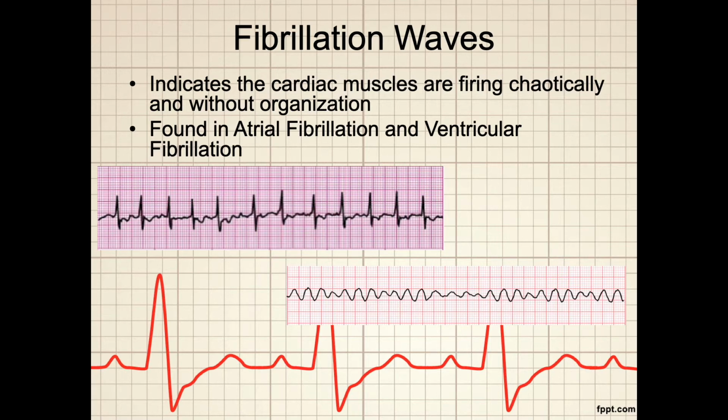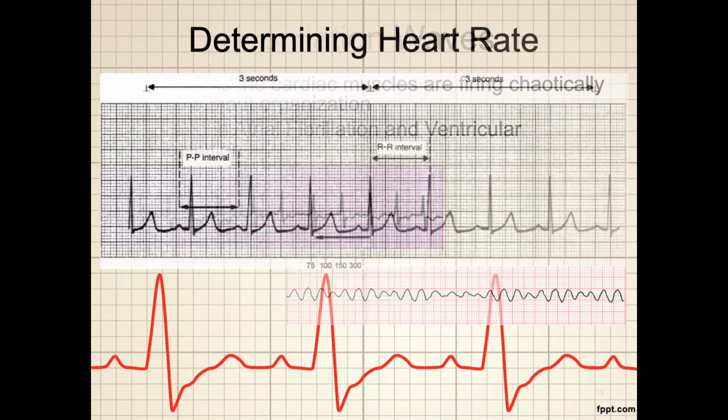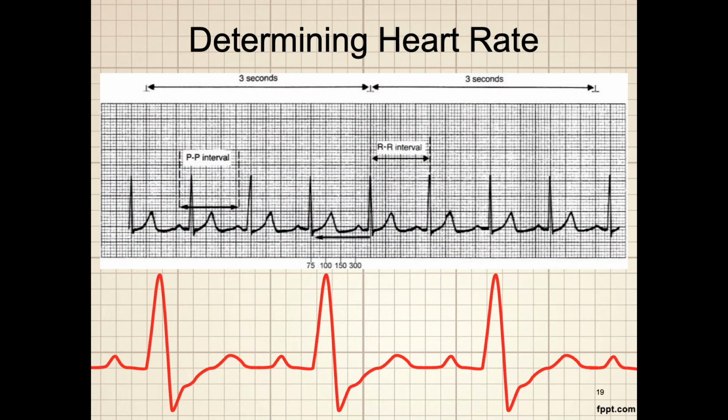If the muscle's quivering, we call that fibrillation. And we see on the ECG something called fibrillation waves. This indicates that the cardiac muscles are firing chaotically and without organization, and it can be found in both atrial fibrillation and ventricular fibrillation.